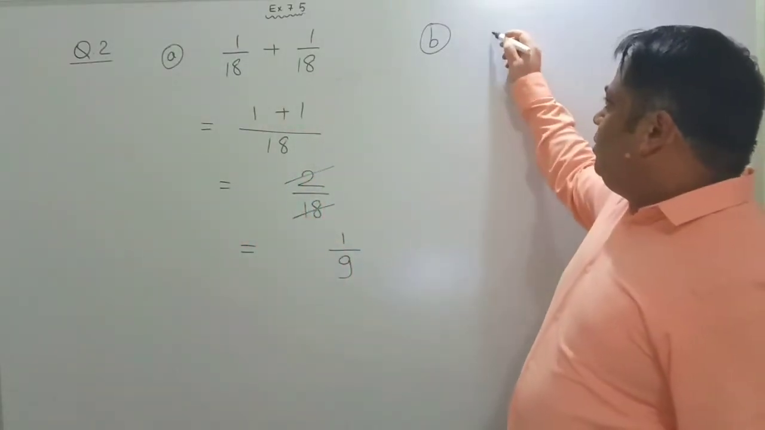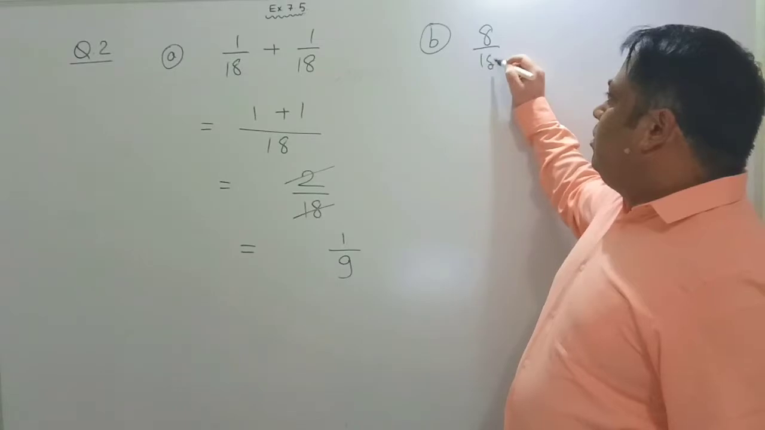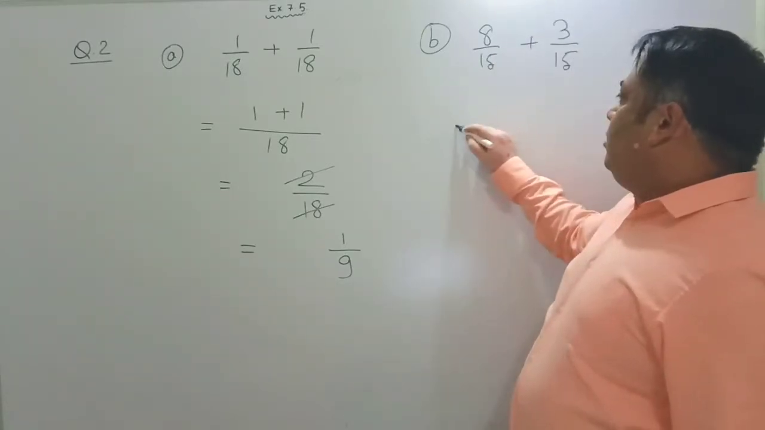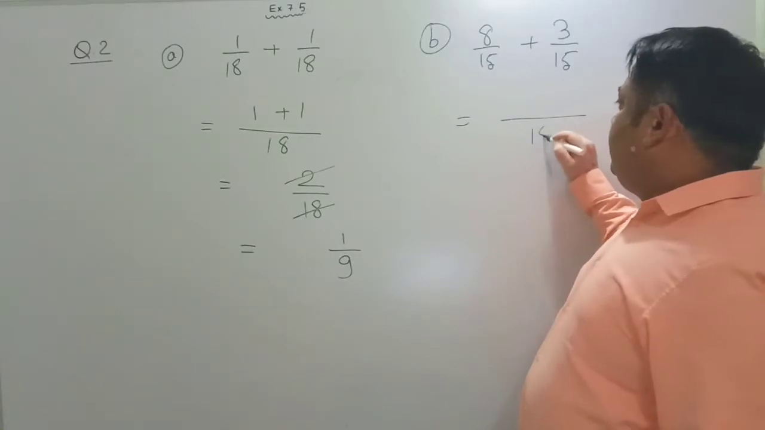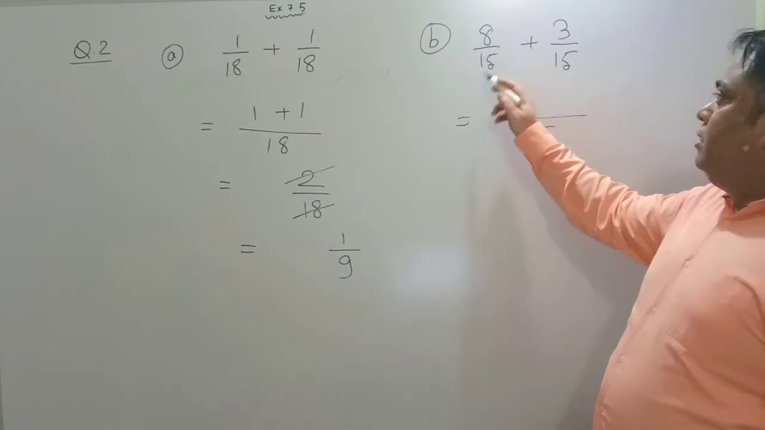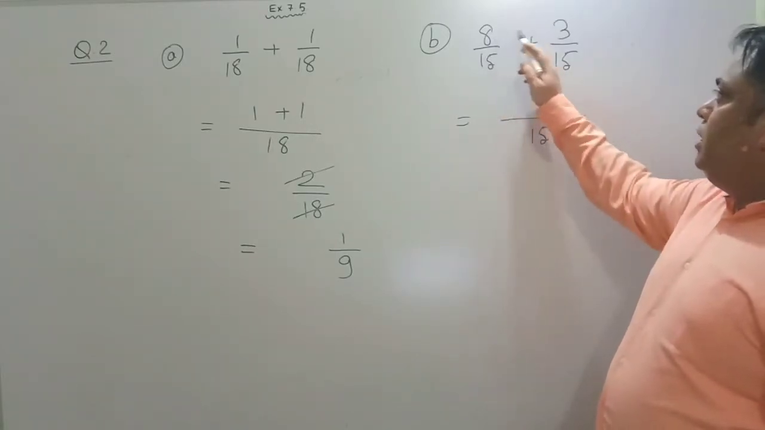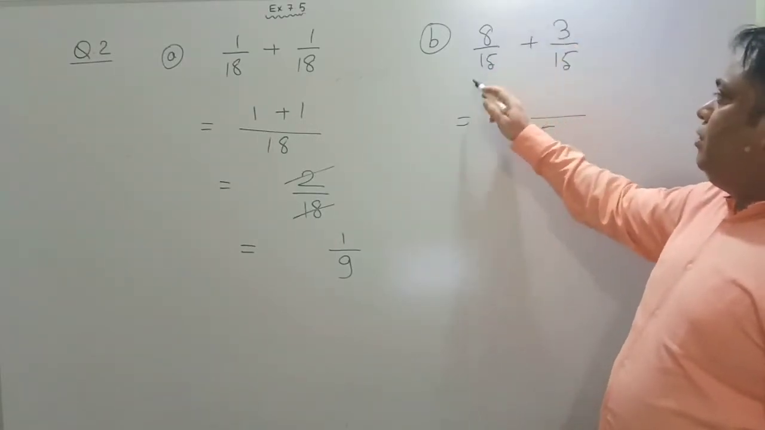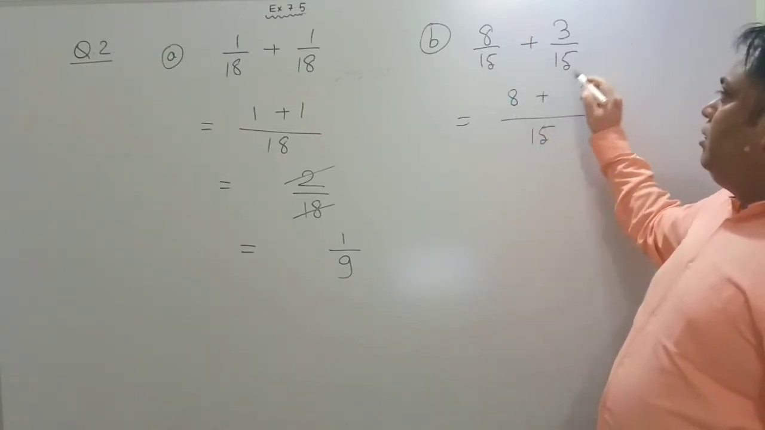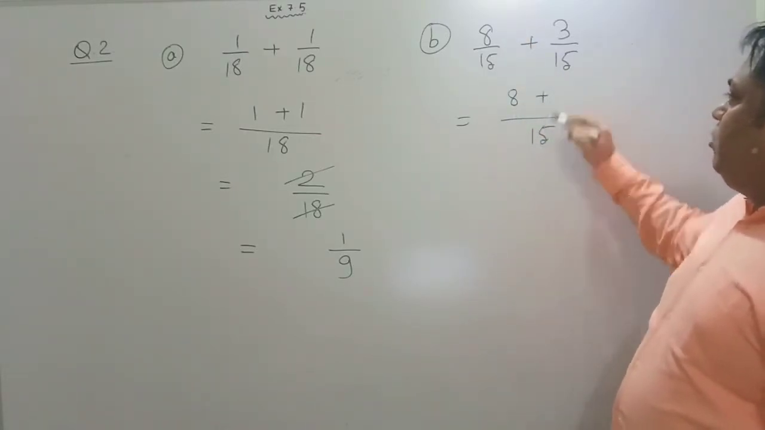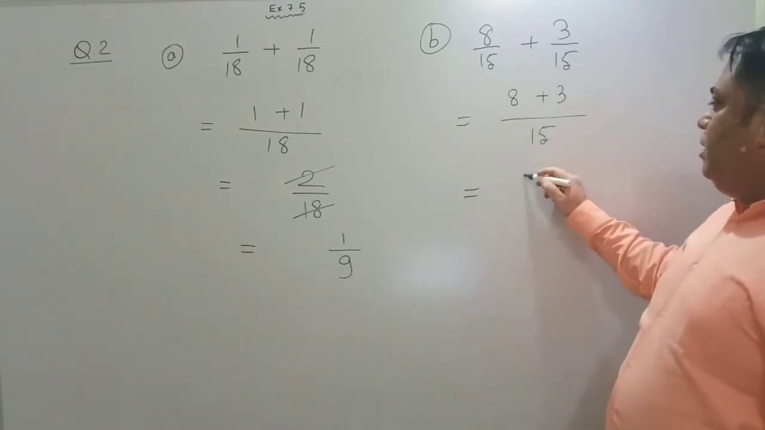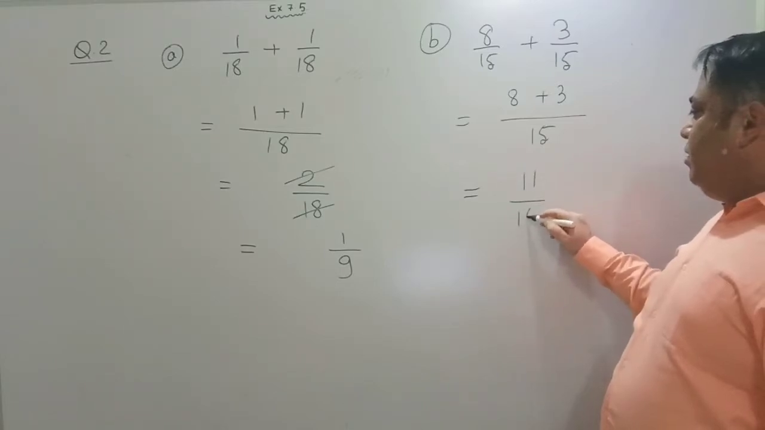8 by 15 plus 3 by 15 will have 15 as the denominator, and since the denominator is the same, the numerator only will be multiplied by 1. 15 ones are 15, 1 eights are 8. 15 ones are 15 and 1 threes are 3. This will become 11 by 15.